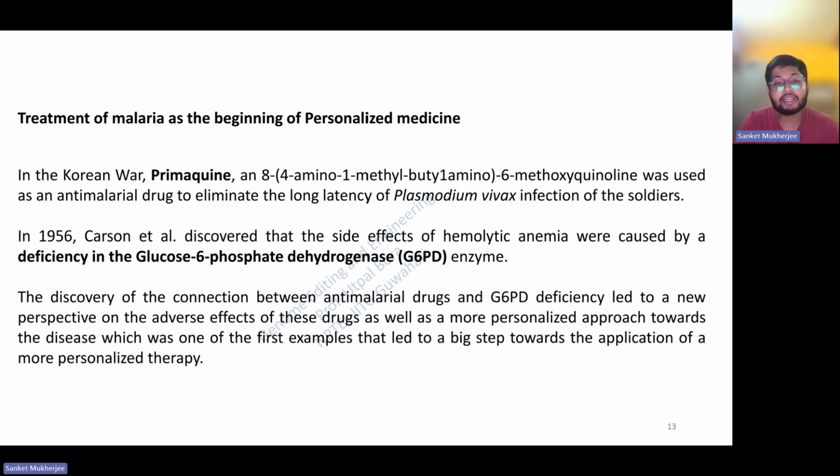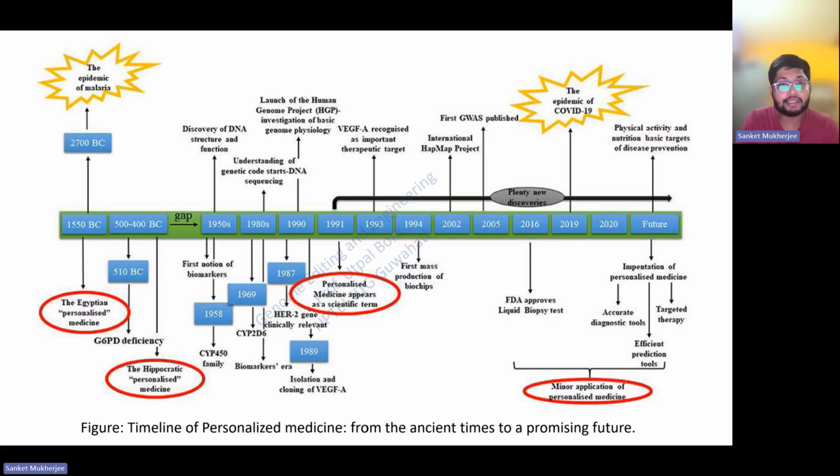The discovery of the connection between anti-malarial drugs and the glucose 6-phosphate dehydrogenase enzyme led to a new perspective on the adverse effects of these drugs, as well as a more personalized approach towards the disease, which was one of the first examples that led to a big step towards the application of a more personalized therapy.